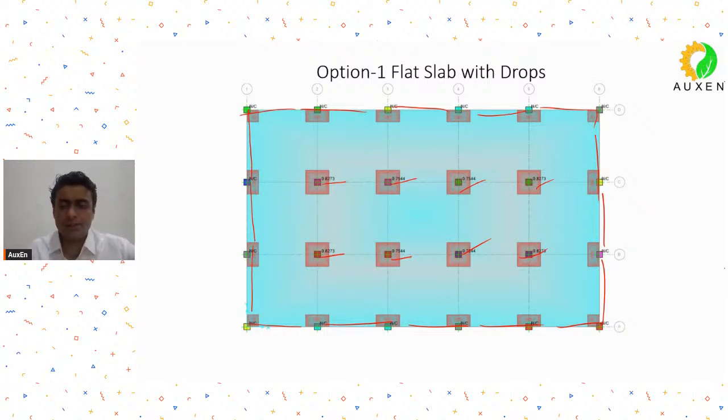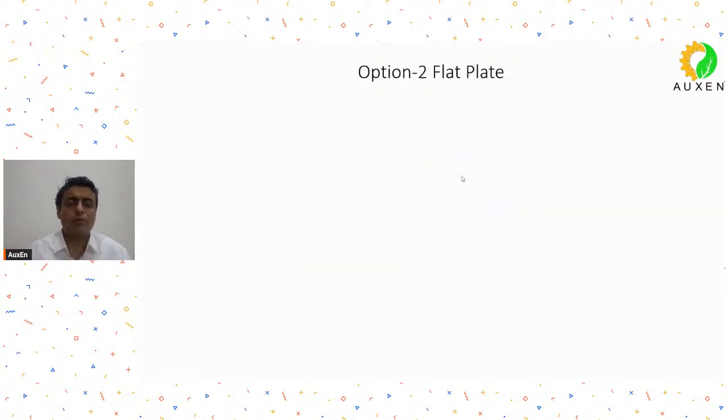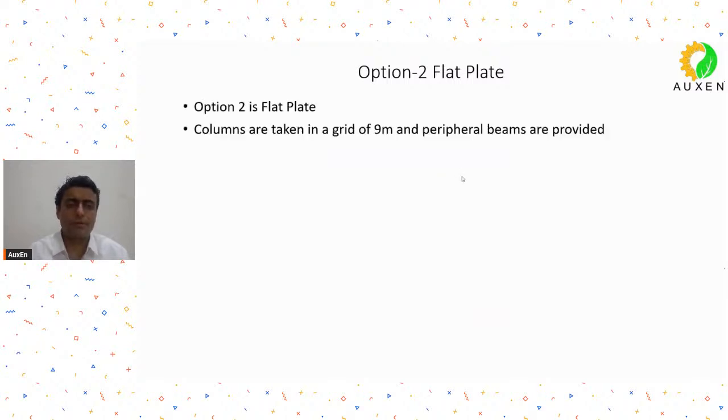Yes, yes, no. I hope this is making sense. All right. Now, any guesses what would happen in option 2? So, this was option 1. What happens in option 2? When we take a flat plate, what do you think we may require as our size?